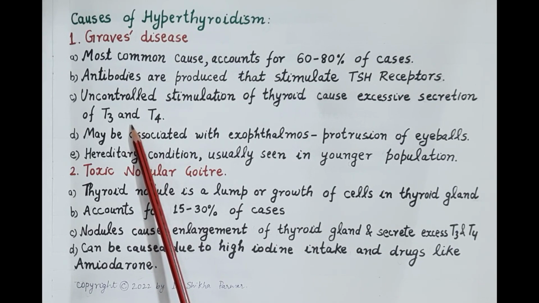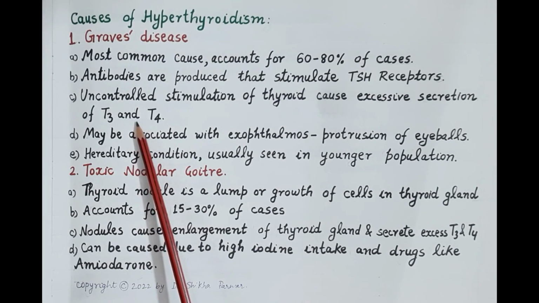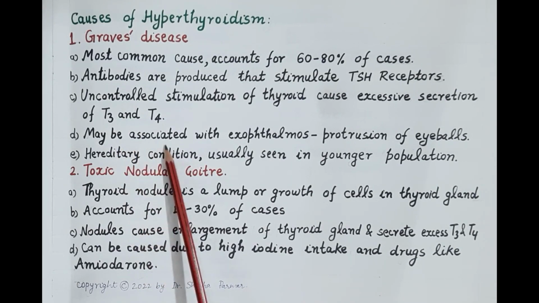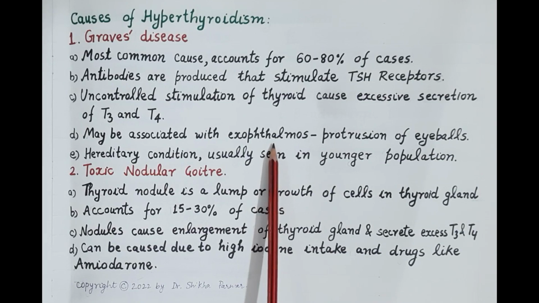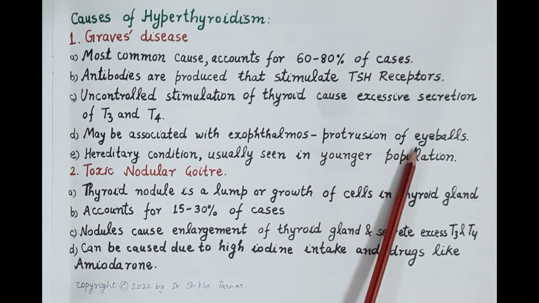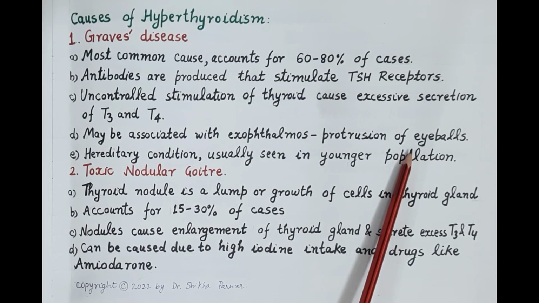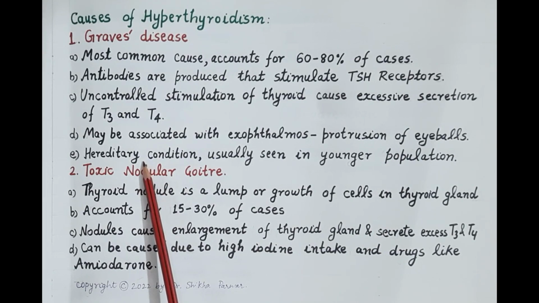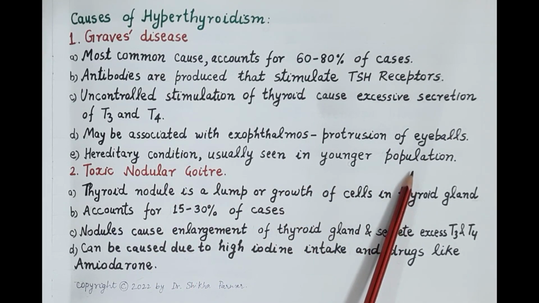About 30% of the patients with Graves' disease show signs and symptoms of eye disease, that is Graves' ophthalmopathy. So, Graves' disease may be associated with exophthalmos. In this condition, there is bulging of eyes, there is protrusion of eyeball, and the eyes seem to be widely open. Upper eyelid does not fold normally, and the patient seems to be staring most of the time. In addition to this, it is a hereditary condition and it is usually seen in younger population.